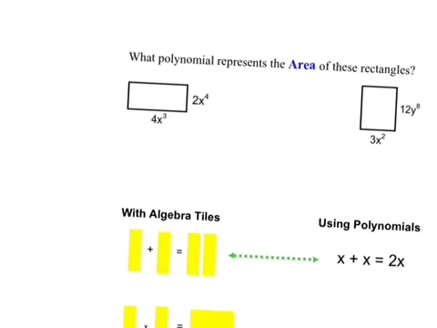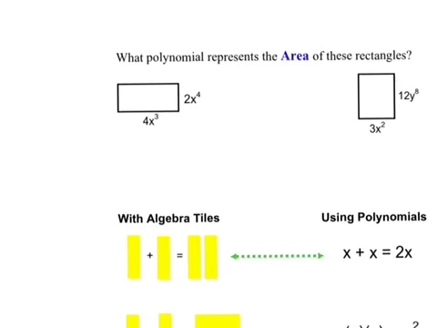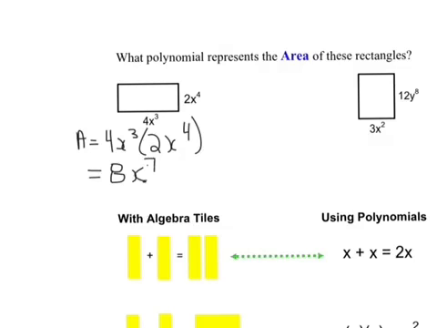So I have 4x cubed times 2x to the 4th. So my area equals 4x cubed times 2x to the 4th. Now we just use our knowledge of multiplying. We multiply the coefficients, 8, and we use our product law to add the exponents, x to the power of 7. So a simplified version of my area is 8x to the 7th. Let's try it for the second one. My area is equal to my length times my width, so 3x squared times 12y to the 8th.